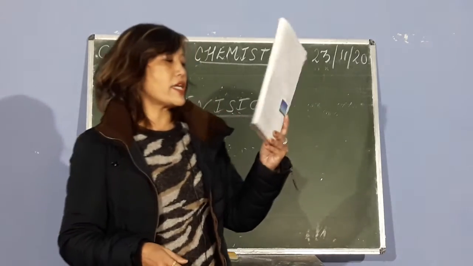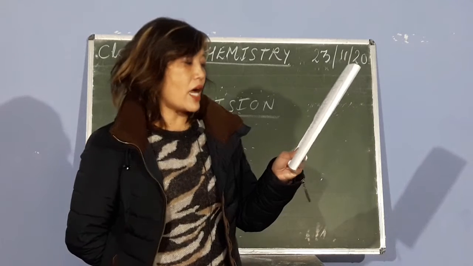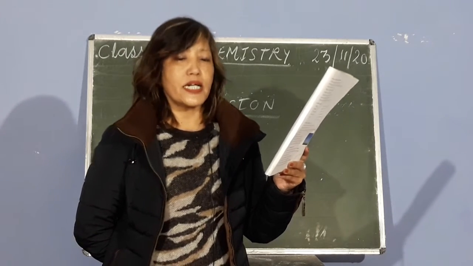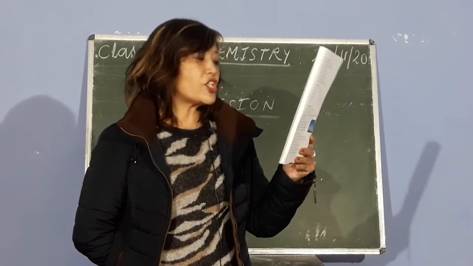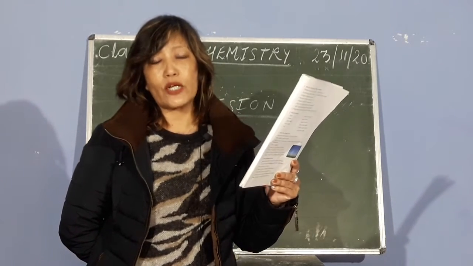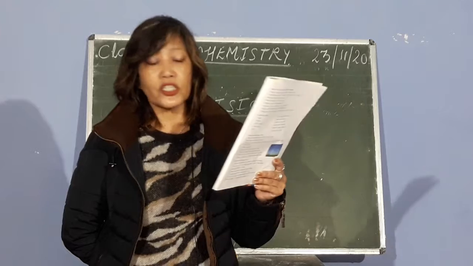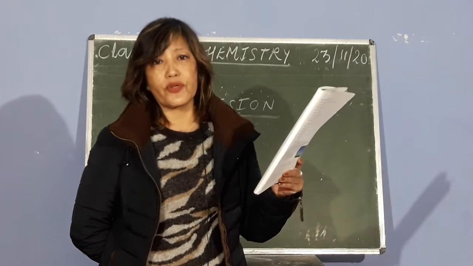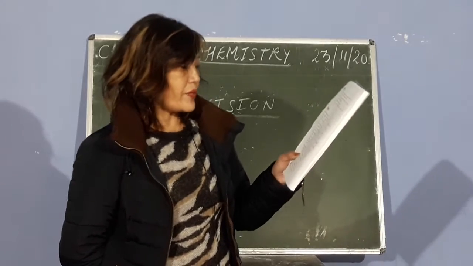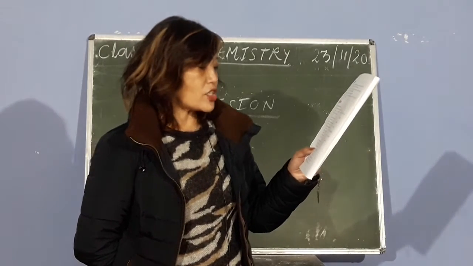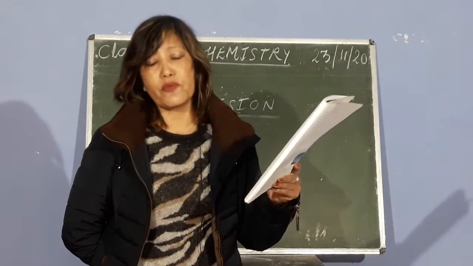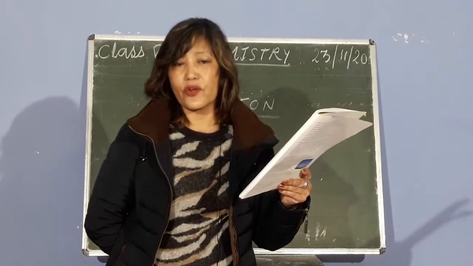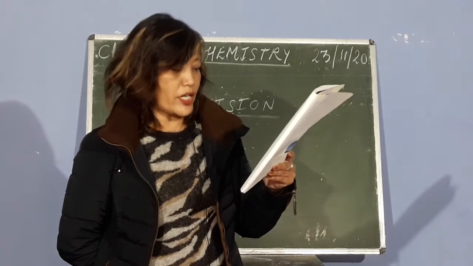Then the next one is fill in the blanks. Now number 1, dash controls the rate of burning. Now which gas controls the rate of burning? Which gas does not support combustion? It is nitrogen. Nitrogen controls the rate of burning. Then number 2, dash gas is necessary for respiration. Answer is oxygen. Oxygen is necessary for respiration.